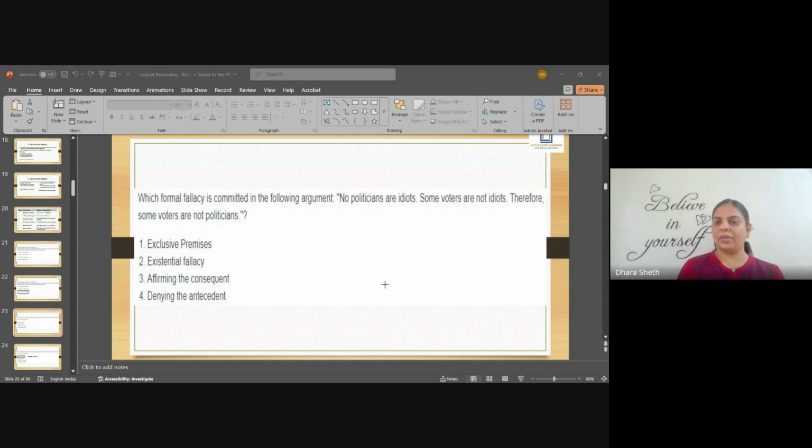This is the second favorite: exclusive premises. Both the premises are negative, so no conclusion can be drawn from two negative premises. No politicians are idiots. Both of them are negative premises. Two negative premises cannot draw a conclusion. They are exclusive premises. Okay? Clear with this?